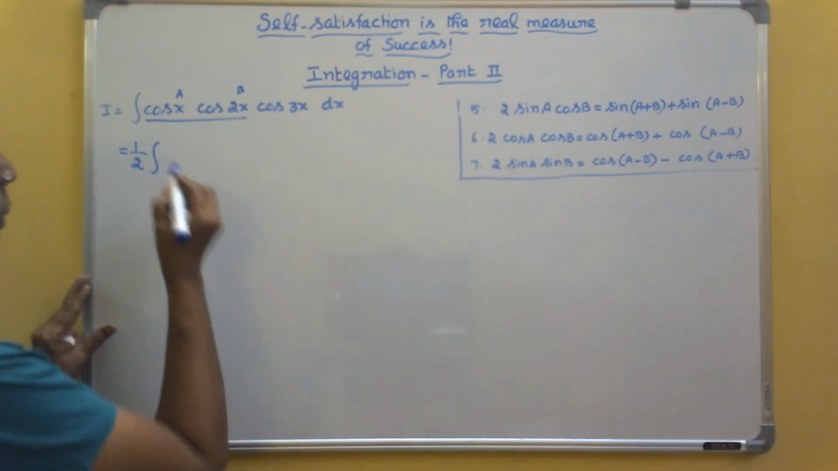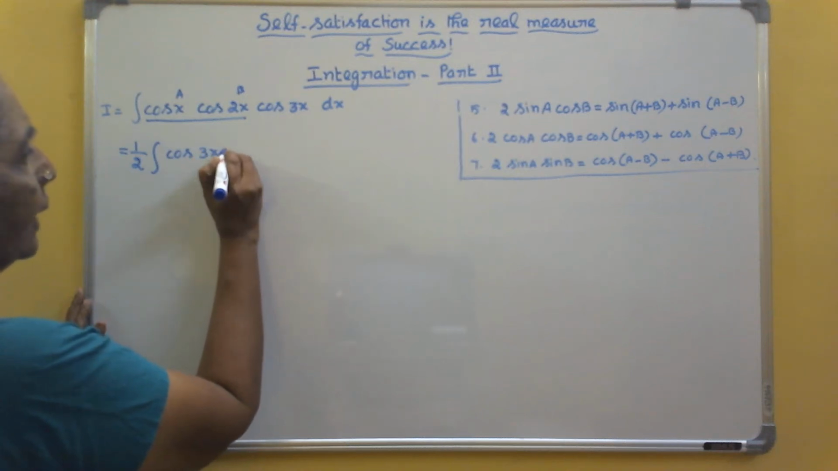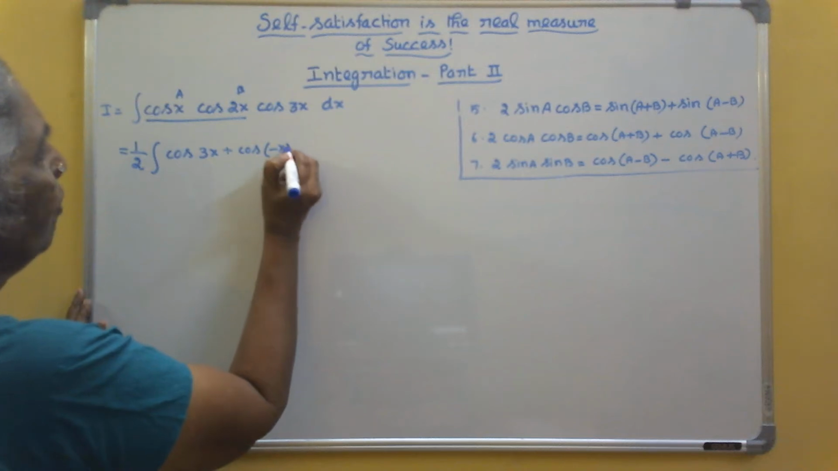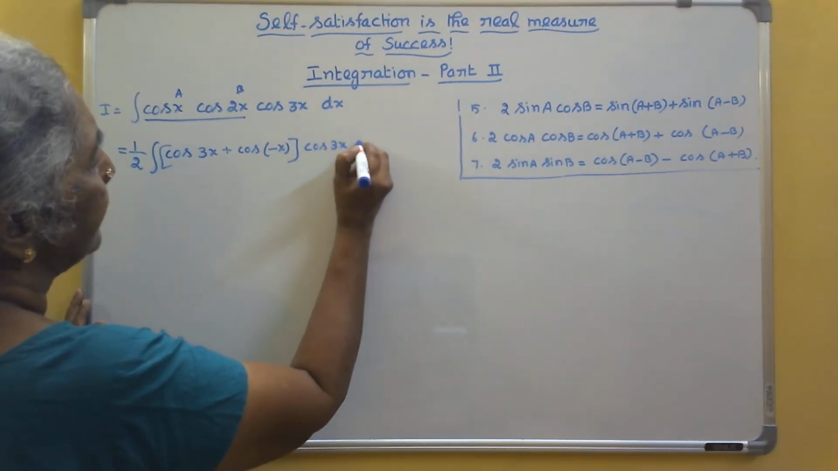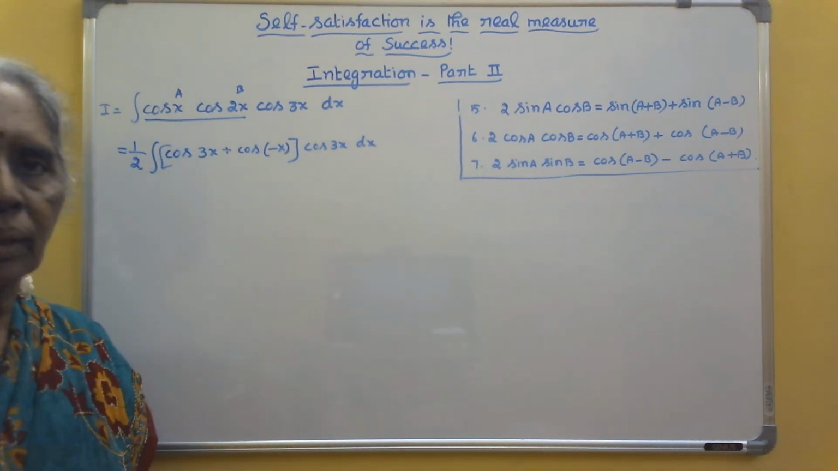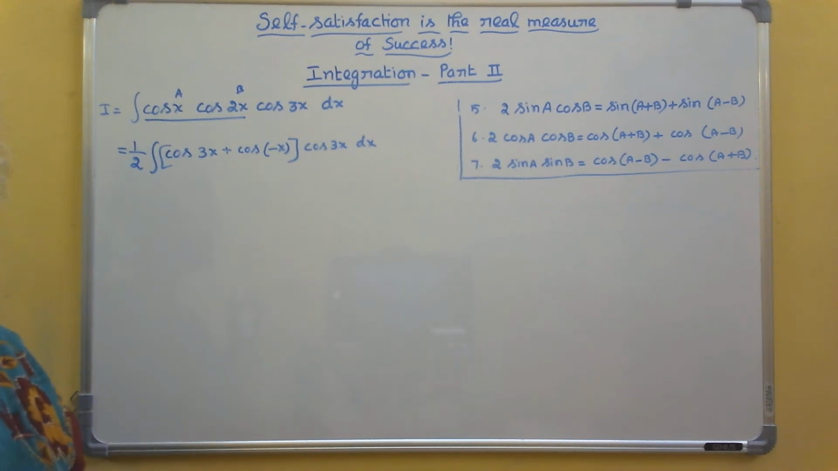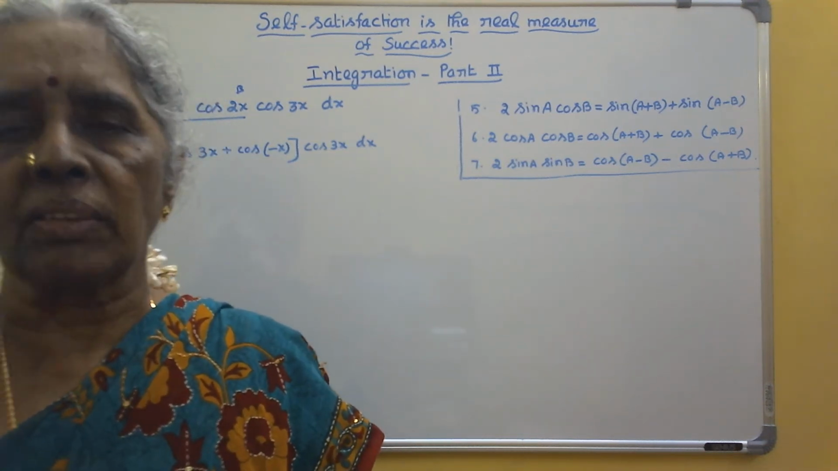So using that formula I will get cos(a+b), that will be cos 3x, plus cos(a−b), that will be cos of minus x. Then write the third term as it is. Okay? This is the first step. Now, you know, cos of minus theta is cos theta. In the fourth quadrant, cos theta is positive, right?